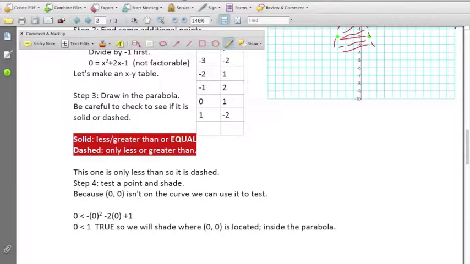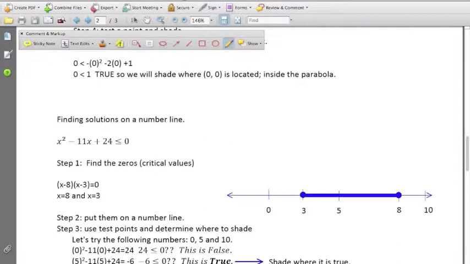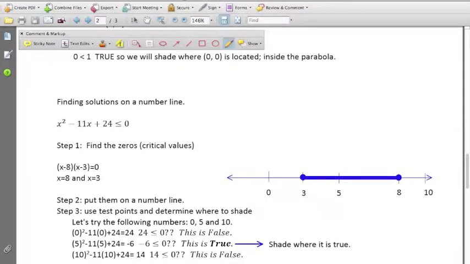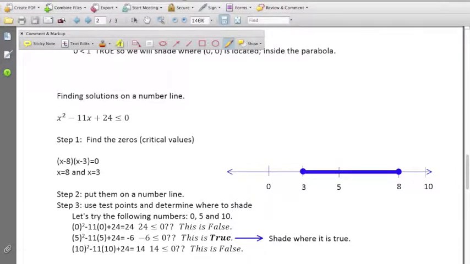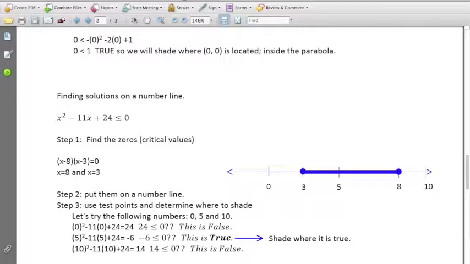One last thing and we'll be done. One last part, which is we're going to talk about finding solutions on a number line. The way that you identify this is if you look at this one, you've got x squared minus 11x plus 24 is less than or equal to 0. There's one variable. I don't have a y here.